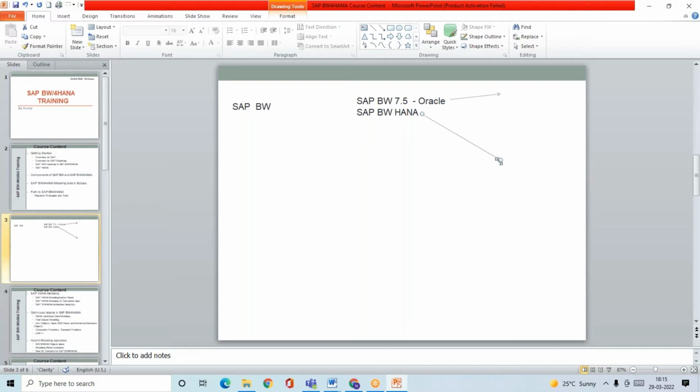So in this training session, we'll be covering both, so that once you go out searching for a job or getting a project, or once you get to the company, you will be very well versed with both of these: BW on HANA, at the same time BW as well. Okay, that is the reason we are going to take up both the sessions.